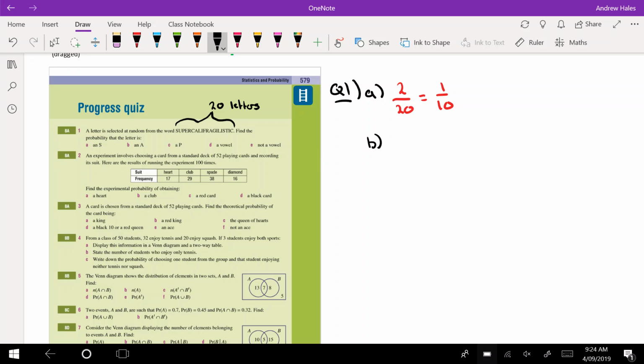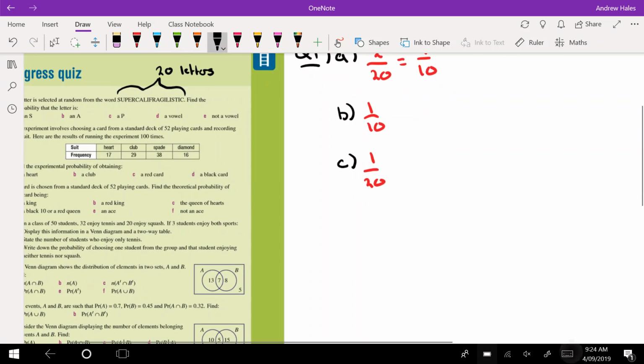Question 1B, okay? Question 1B is what's the probability a letter is an A? Well, lucky enough, that is also 2 out of 20. So we're just going to do 1 out of 10 again. Question C. The probability that it is a P, well, there's only one P in supercalifragilistic. So luckily enough, that's just going to give us 1 out of 20. Out of 20 because there are 20 letters.